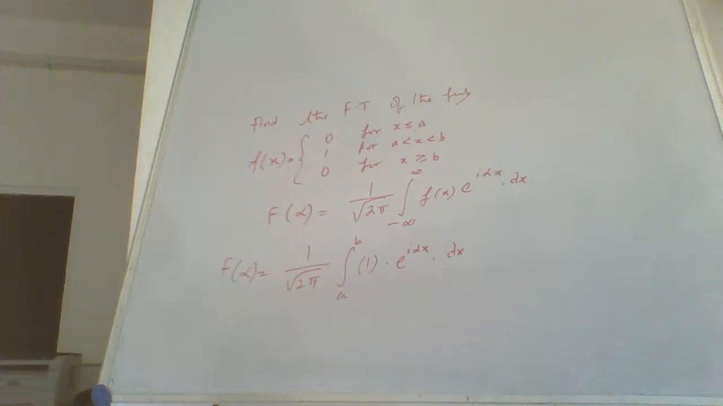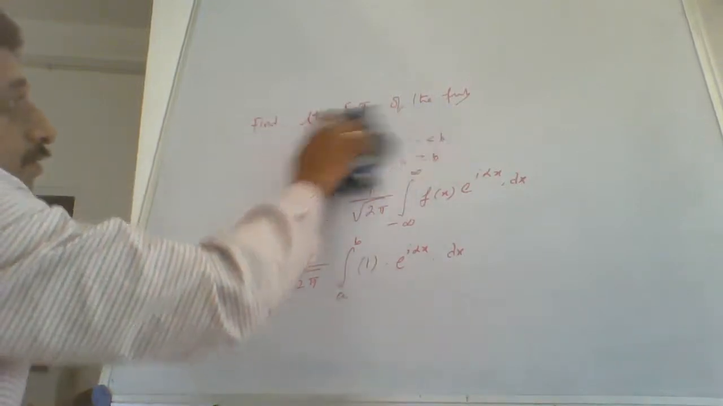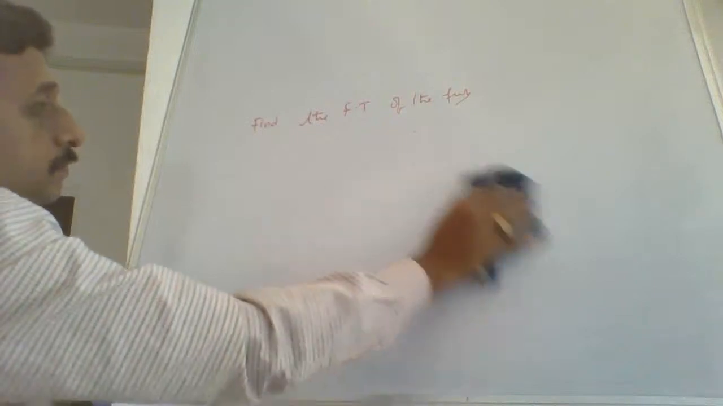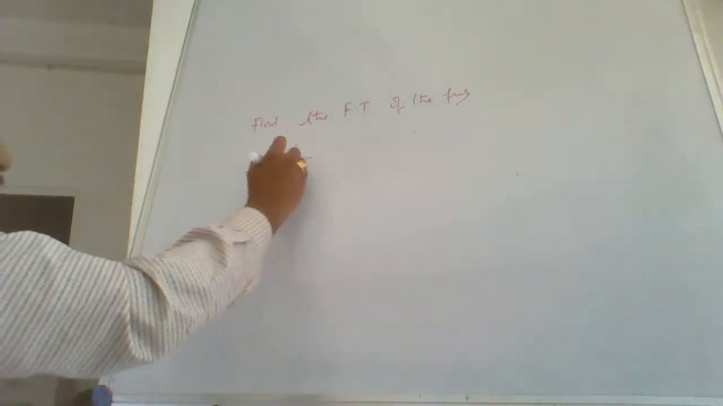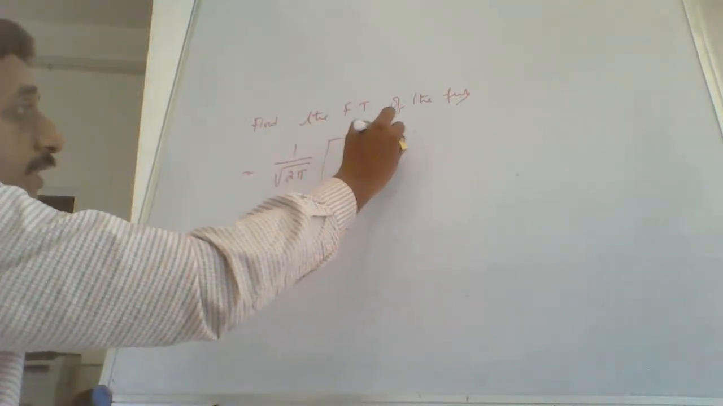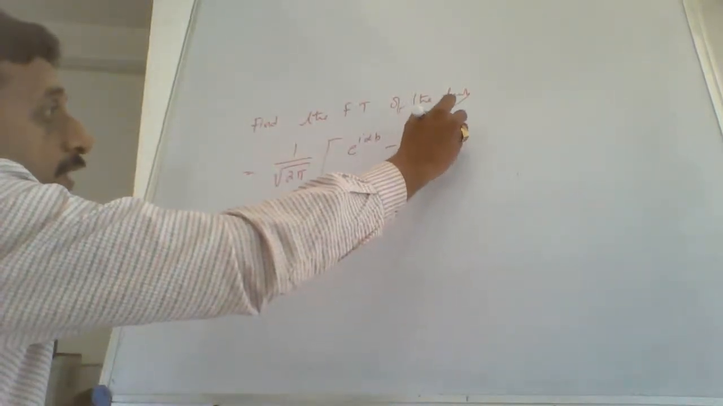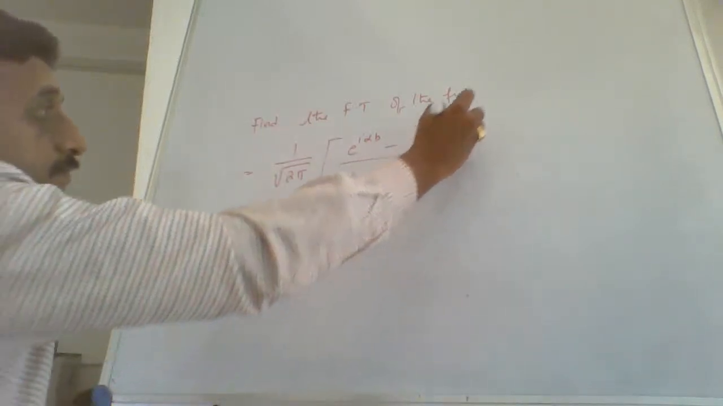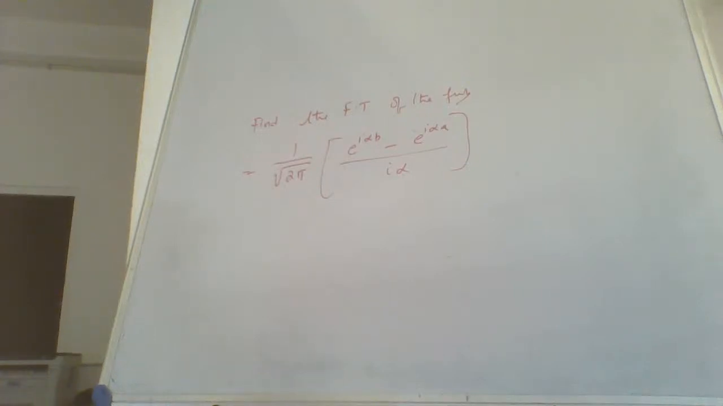Now, we know that the integral of e to the power of mx will be e to the power of mx divided by m. Let us put that here. So what do I get? This will be 1 by square root of 2 pi, and if I put the limits a and b, I get e to the power of i alpha b minus e to the power of i alpha a divided by i alpha. So that's what I get after putting the upper limit and the lower limit.